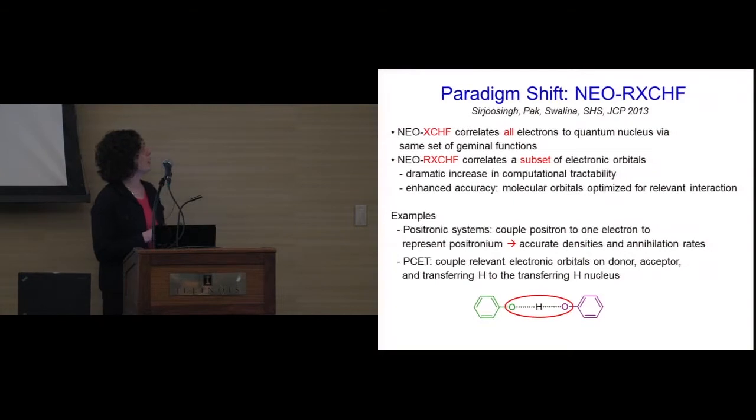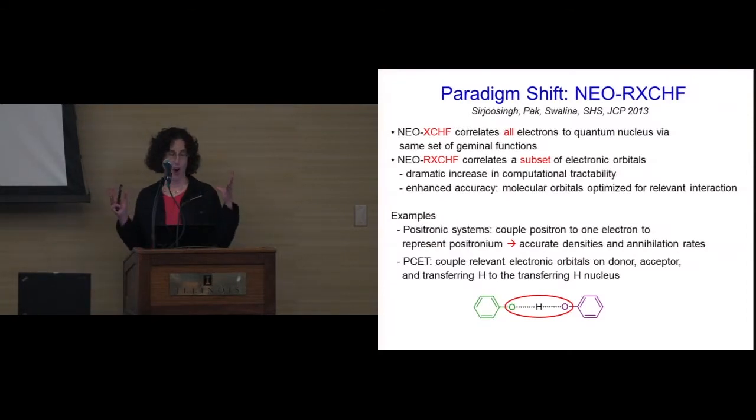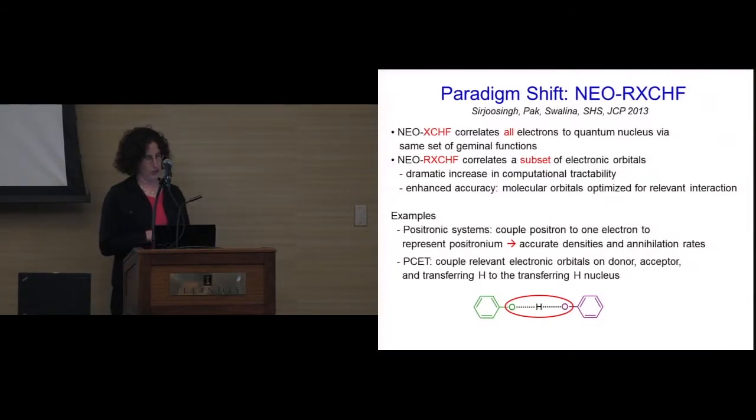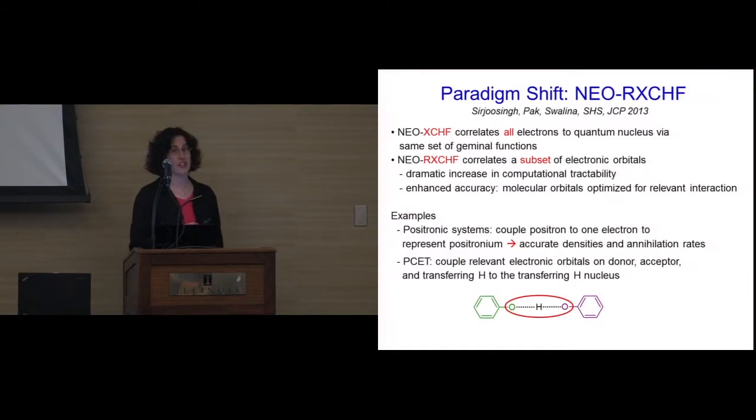This led us to a new method, which is the same as the other ones, XCHF. Now we've added an R for reduced XCHF. Before, we were treating all of the electrons as being correlated to the quantum nucleus, and now we're saying let's only correlate a subset of these electronic orbitals to the quantum nucleus. This leads to a dramatic increase in computational tractability and actually enhanced accuracy as well. You don't usually get both, but in this case you do, for reasons I won't go into here.